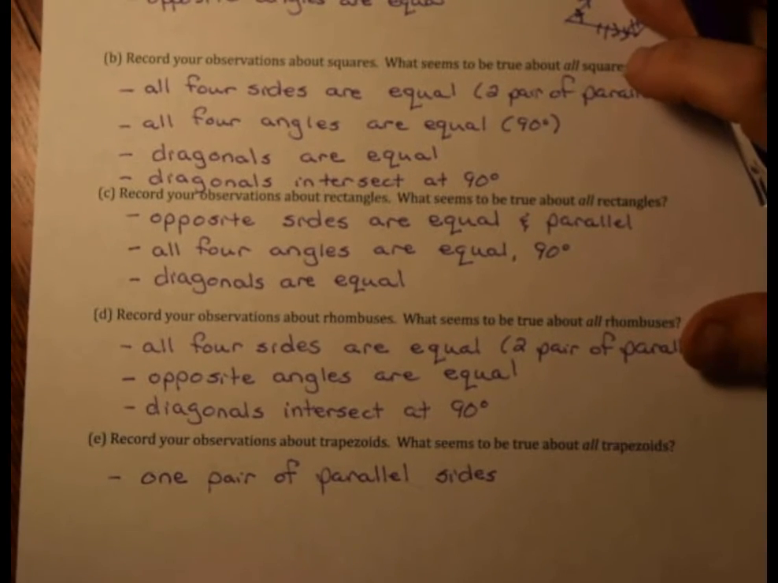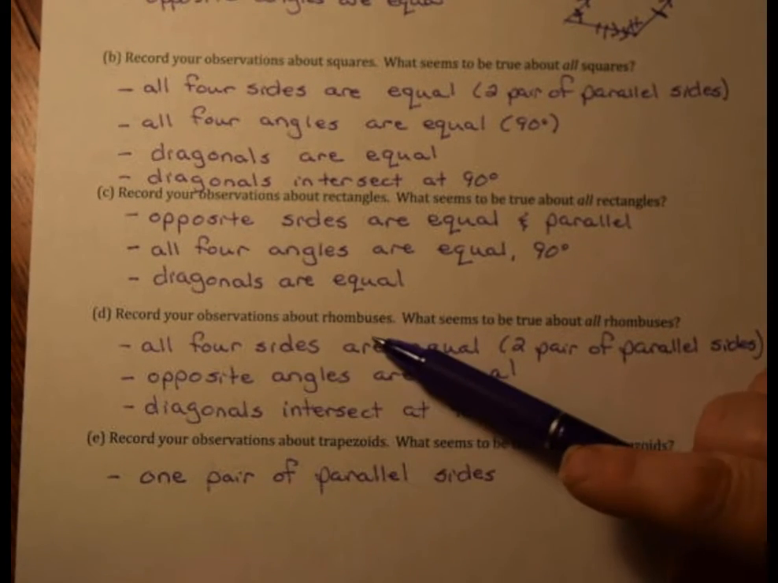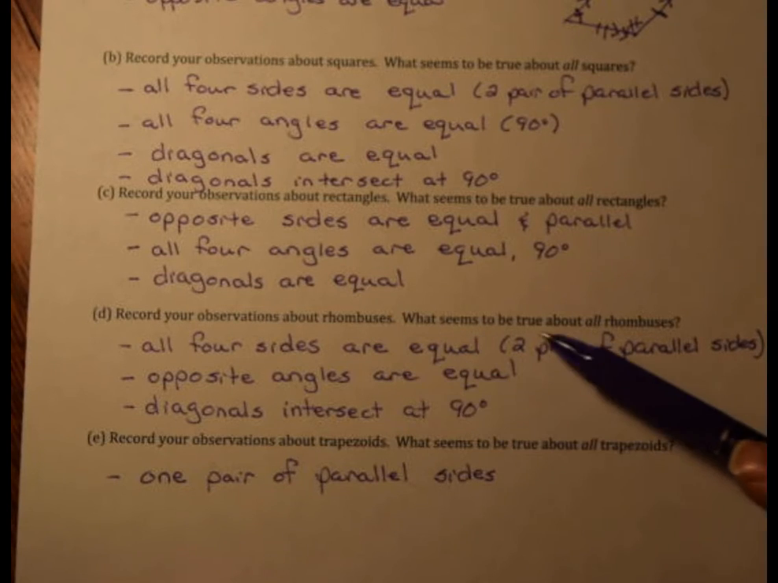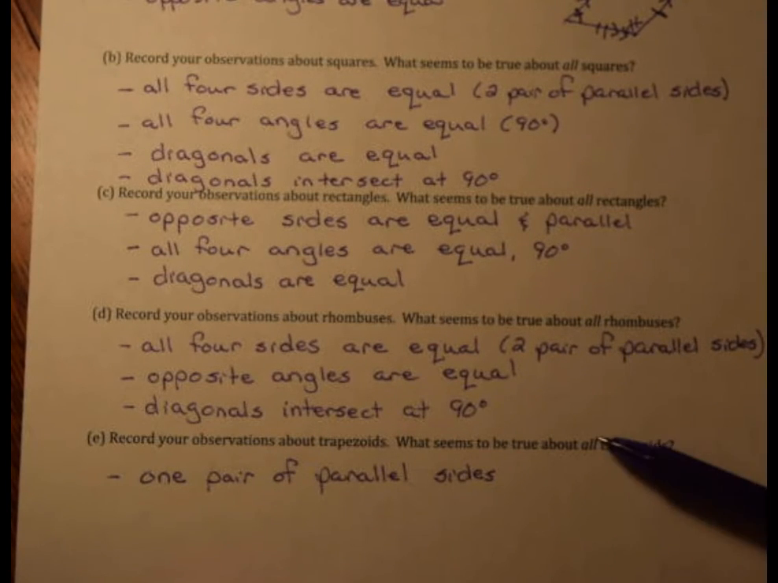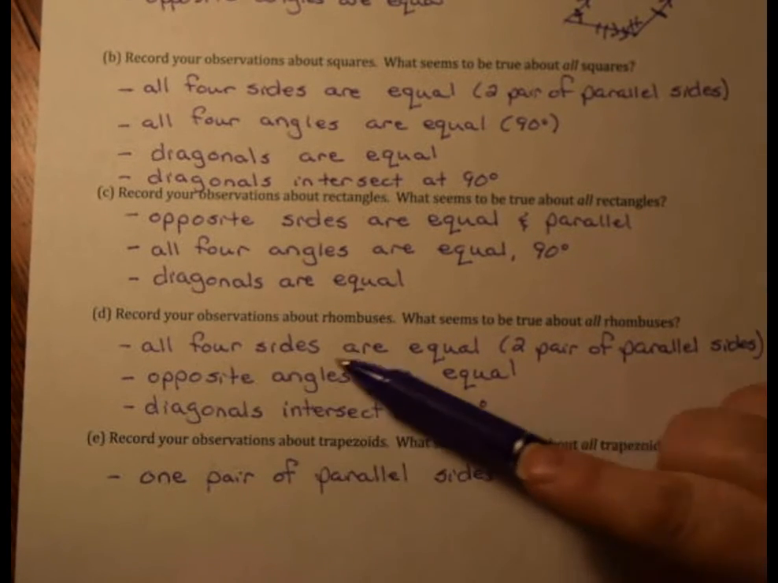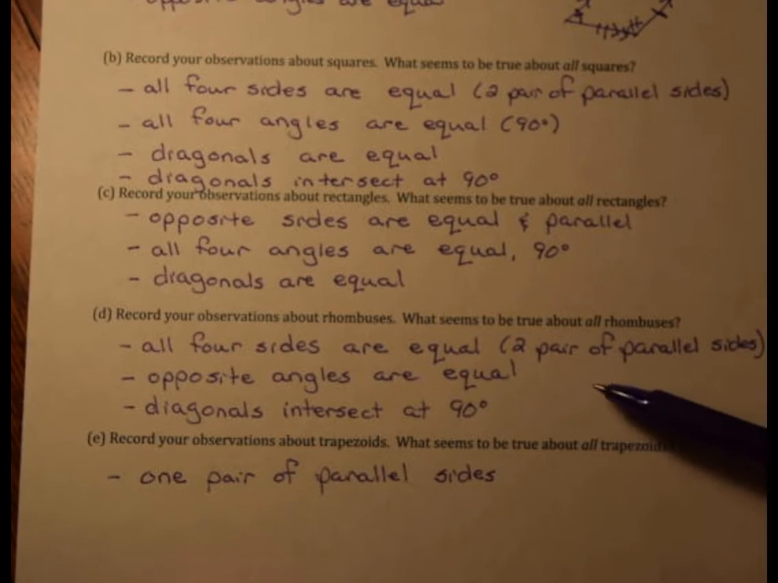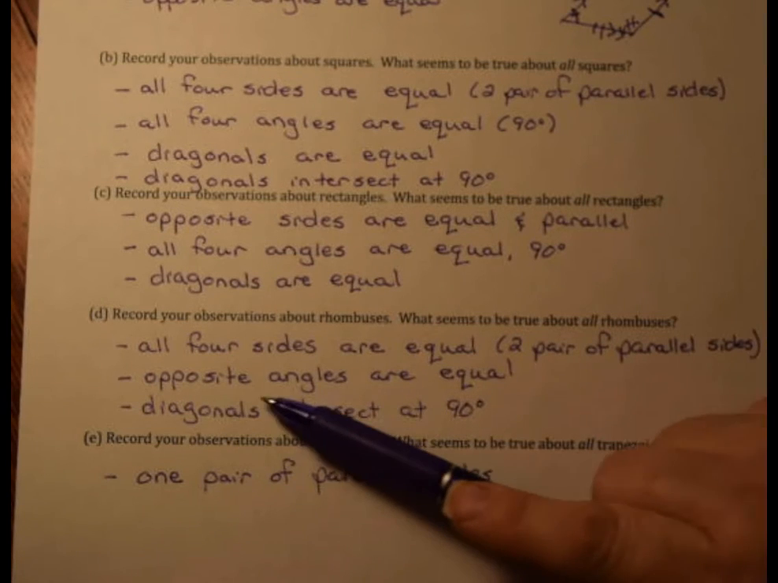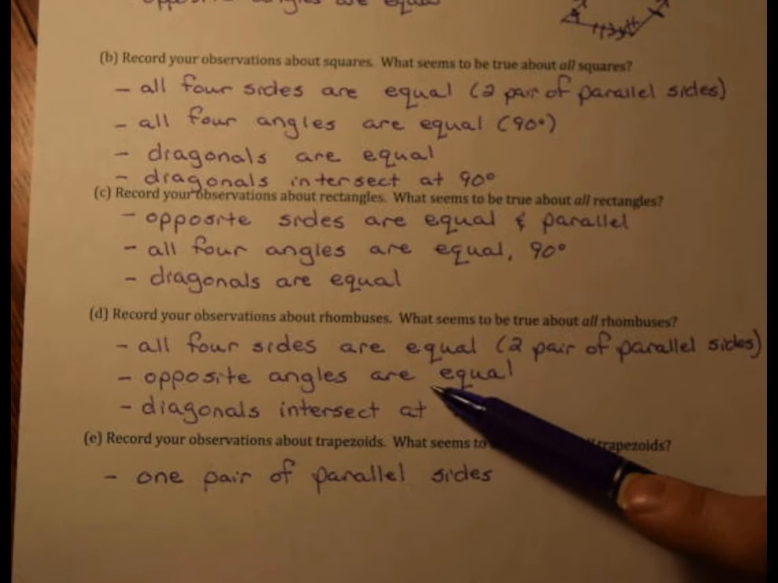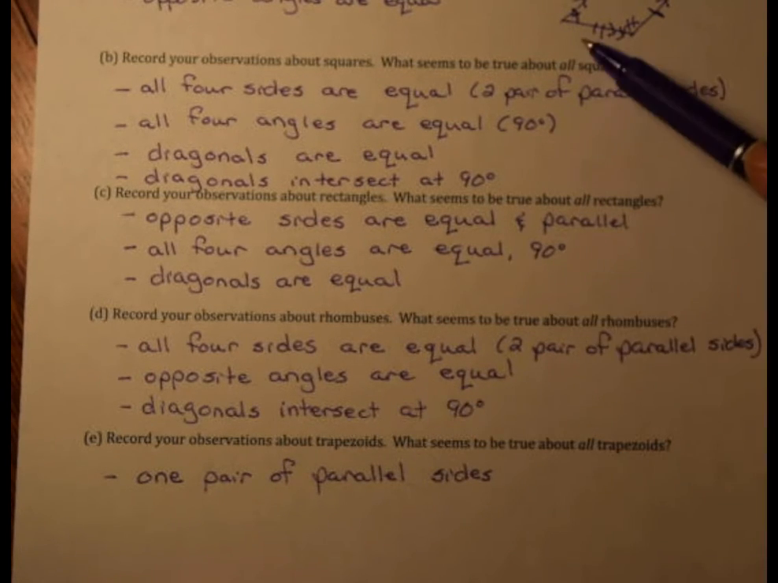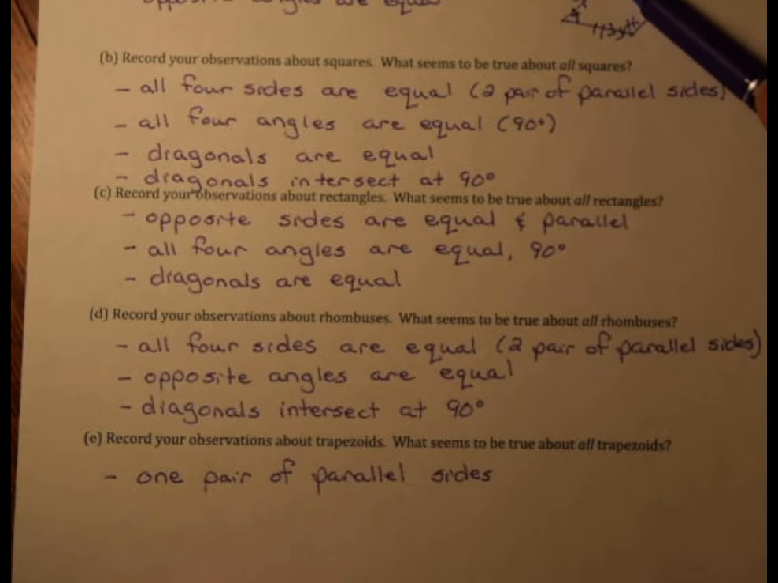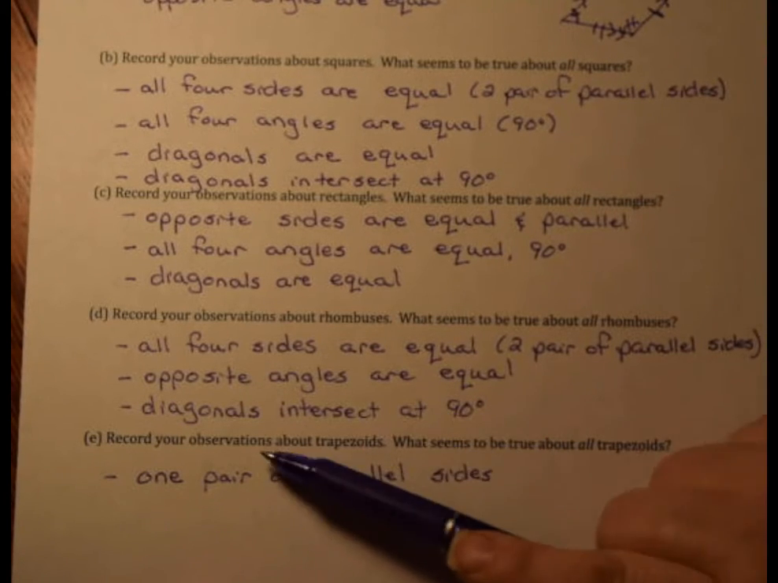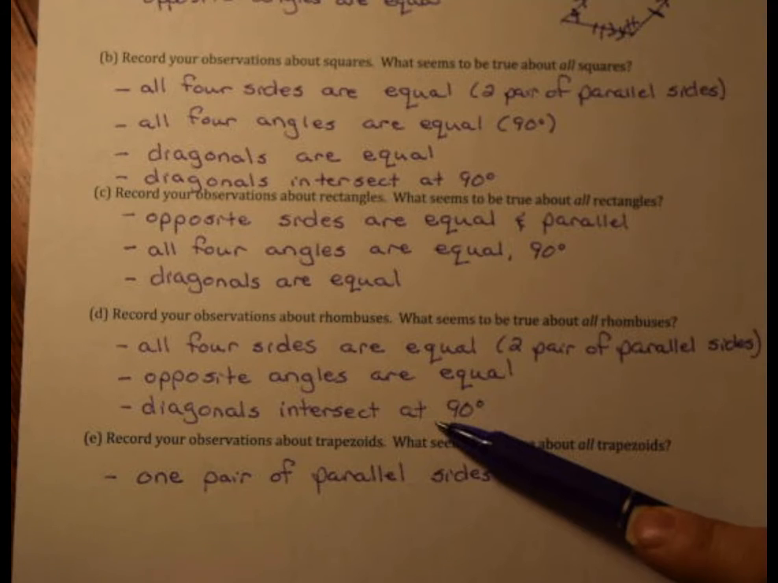Okay, part D. Record your observations about rhombuses. What seems to be true about all rhombuses? Well, all four sides are equal, and they have two pairs of parallel sides. Opposite angles are equal, just like with our parallelogram. And then diagonals intersect at 90 degrees.